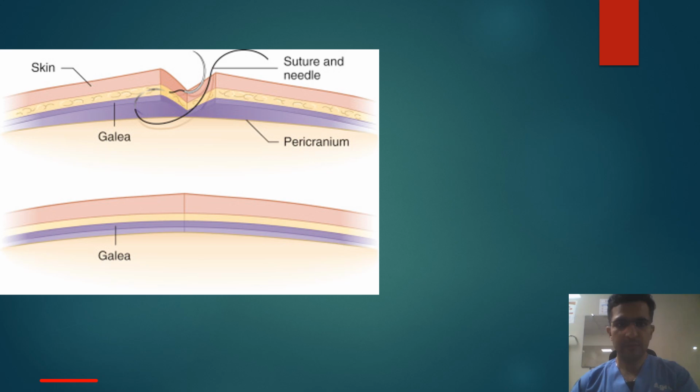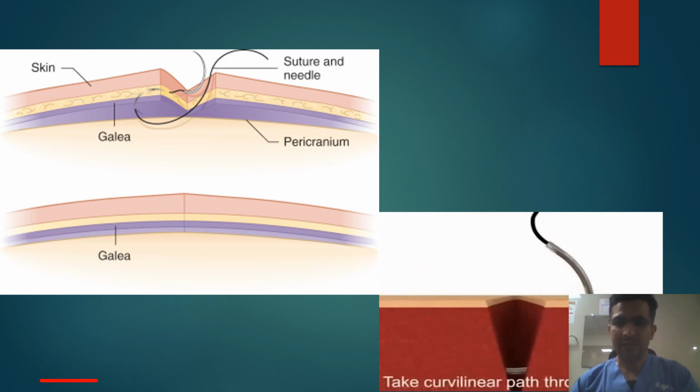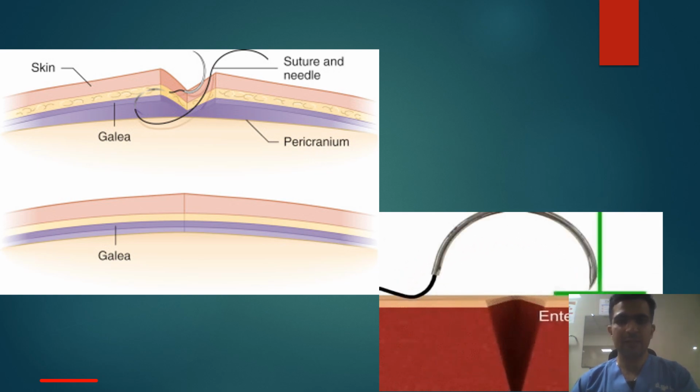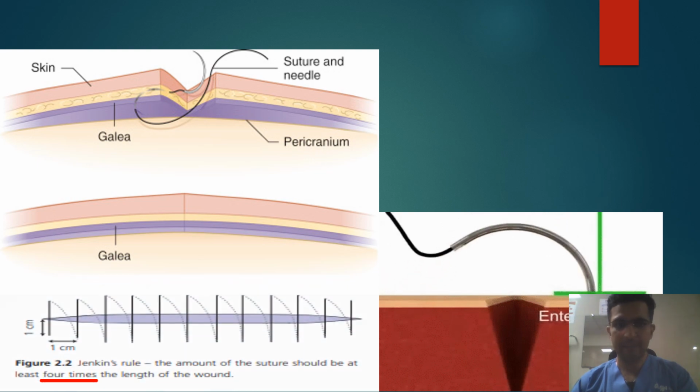So if you see the layer Galea, Galea is the layer below the dense connective tissue, and if you evert the galea, the arteries which are present in the dense connective tissue which cannot contract on their own will be controlled by eversion of galea. So this is how a needle passes. This is also one more question. What is the angle of needle to skin? It is perpendicular or 90 degrees.